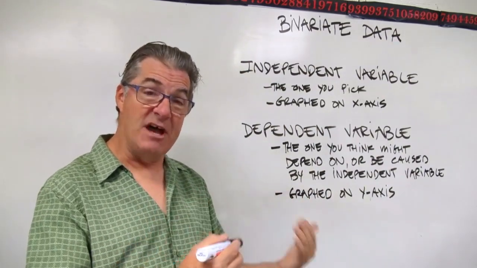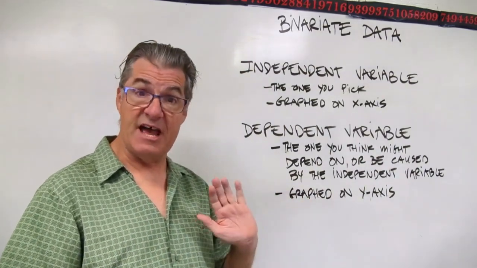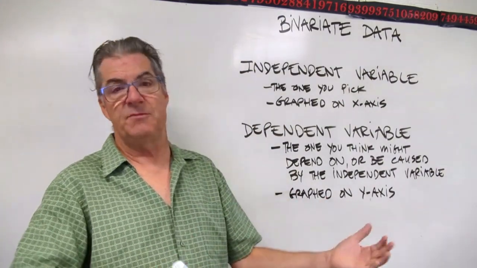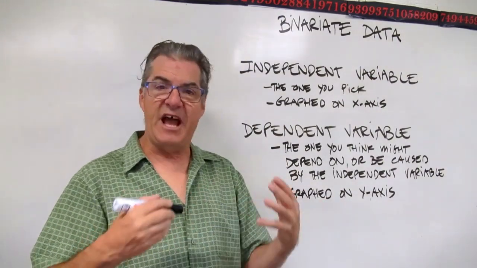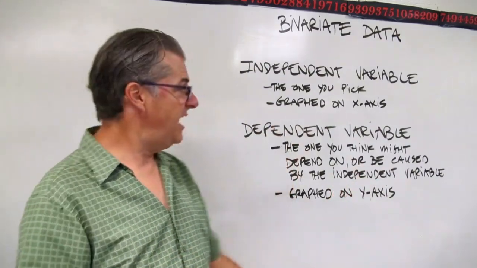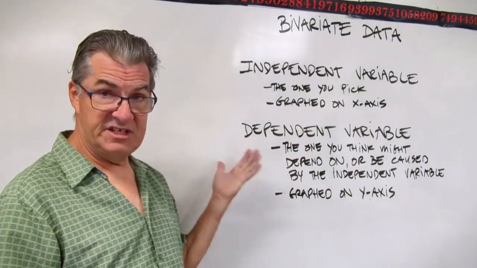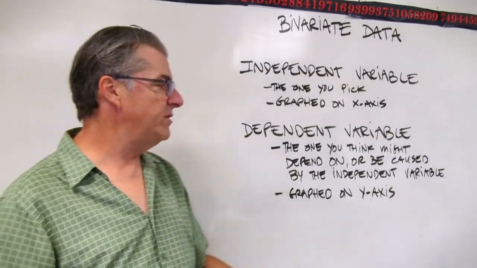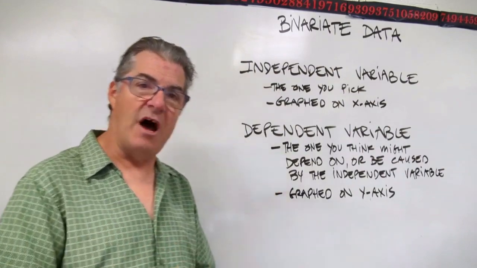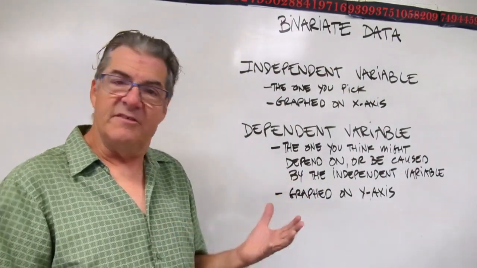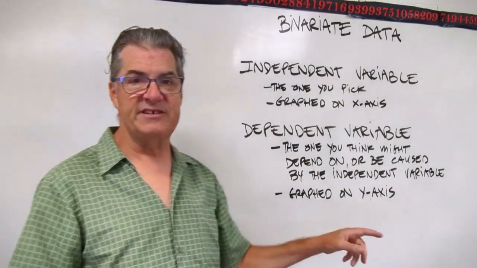That's when we take our measurement of distance, depends on the time. And then the distance would be on the y-axis. And that distance depends on time. So you can see how in that example, the independent variable would be time and the dependent variable would be distance. And so let's take a look at that definition. The dependent variable is the one that you think might depend on or be caused by the independent variable. Okay, so, and this one gets graphed on the y-axis.